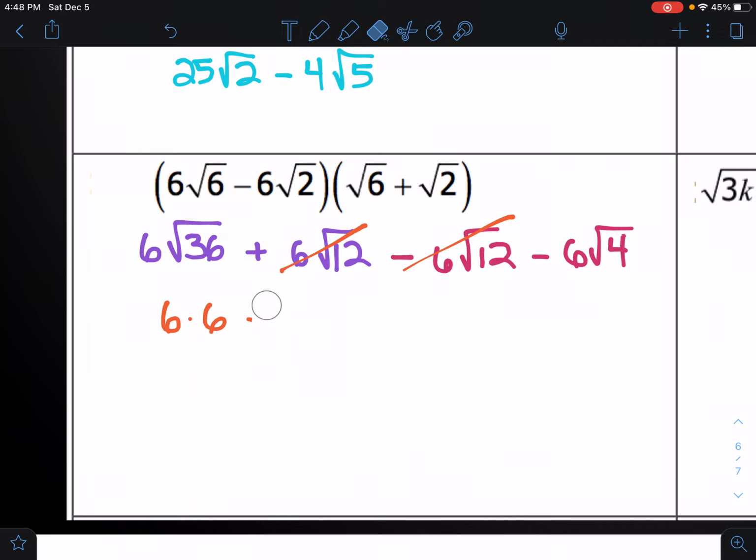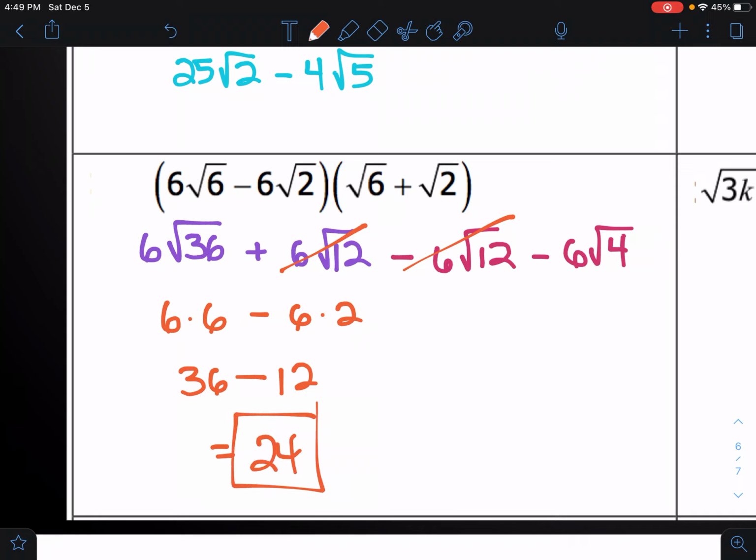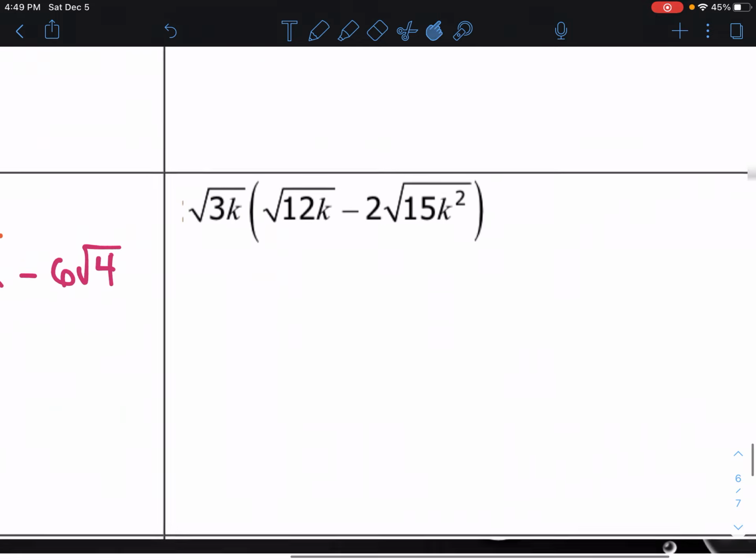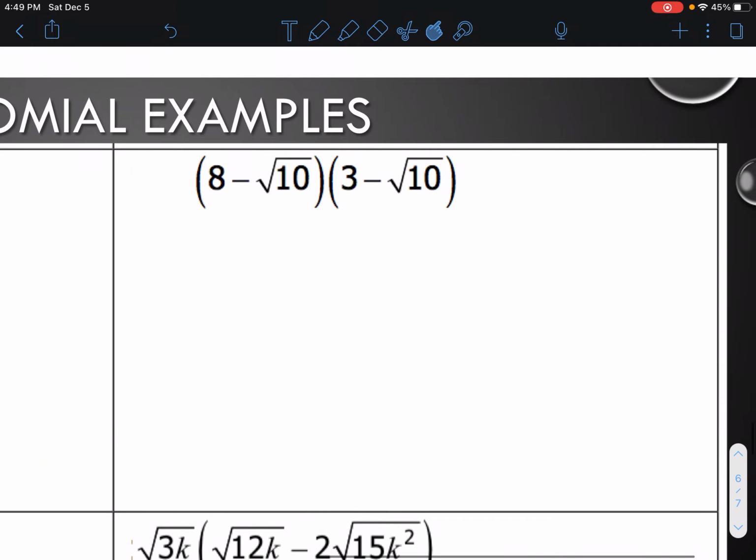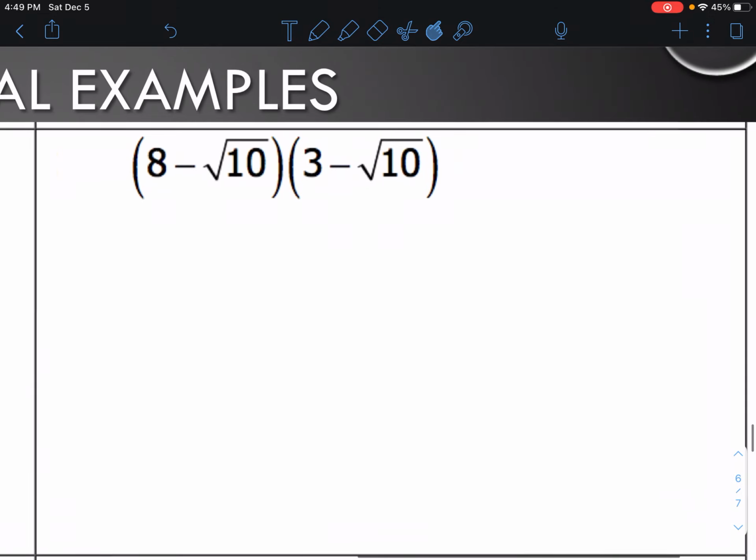So then, okay, so then we just have minus 6 times 2. So this is 36 minus 12, which should give us 24. How about that? Okay. I think we'll go through this one here too. These last two to just be sure.